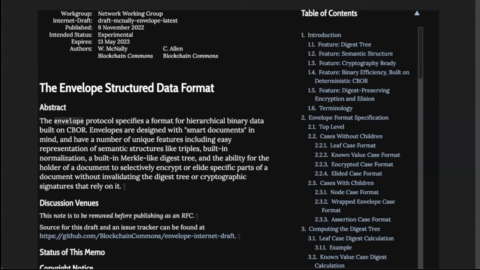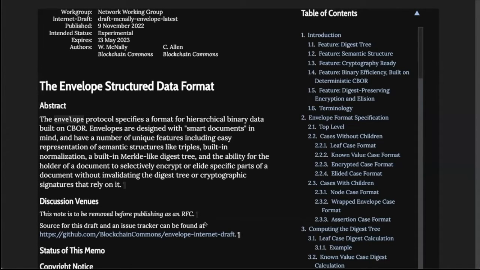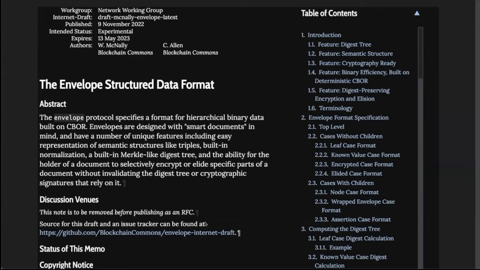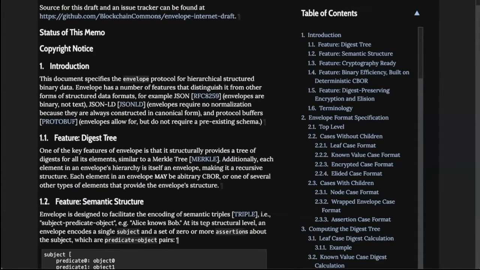There we go. Okay. So the envelope protocol specifies a format for hierarchical binary data built on CBOR. Envelopes are designed with smart documents in mind and have a number of unique features, including easy representation of semantic structures like triples, built-in normalization, a built-in Merkle-like digest tree, and the ability for the holder of a document to selectively encrypt or elide specific parts of a document without invalidating the digest tree or cryptographic signatures that rely on it.